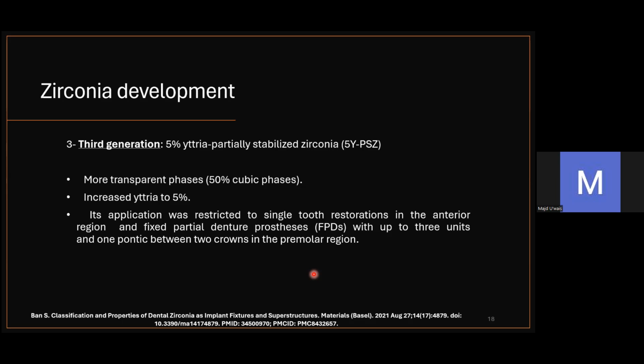Also, the second improvement of this zirconia was raising the yttria content to 5%. So its application was restricted to a single tooth restoration in the anterior region and fixed partial denture prostheses up to 3 units and 1 pontic between 2 crowns in the premolar regions.